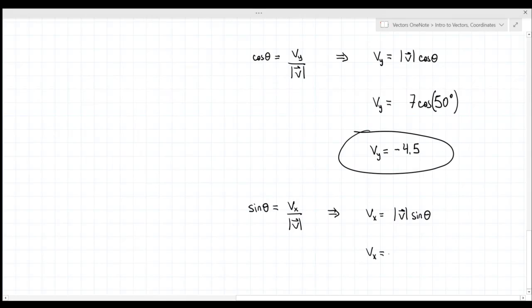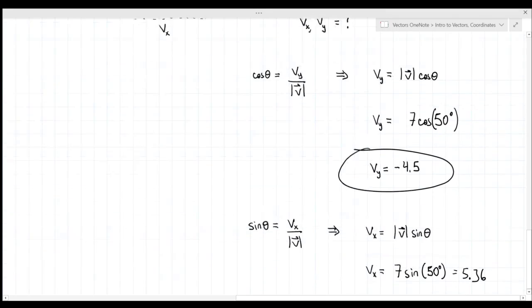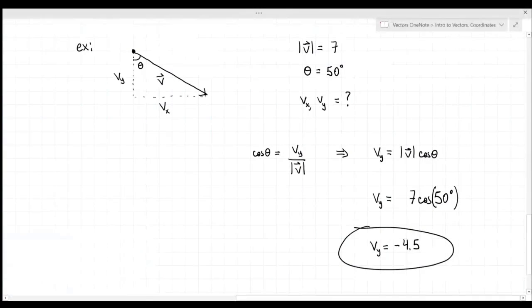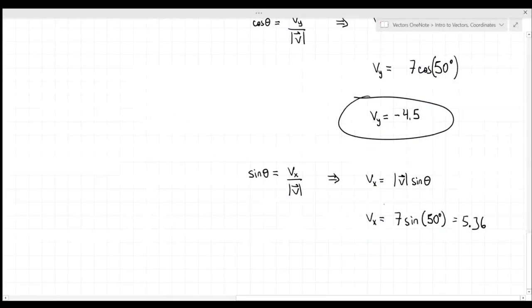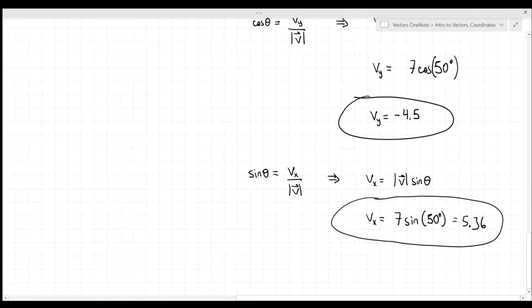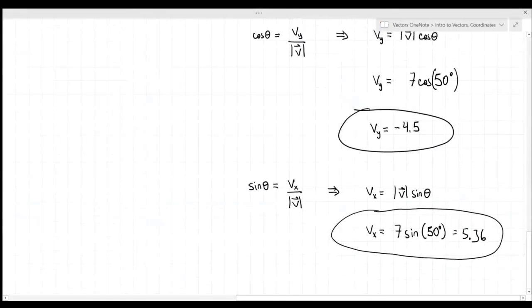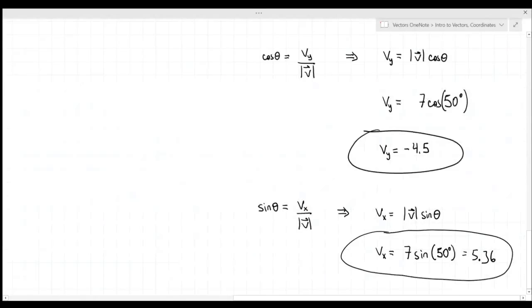So then plugging in the numbers in our problem, the magnitude was 7, and then the angle was 50 degrees. All right, and then 5.36, awesome. And in this picture, the x component, since it points towards the right, that means we should leave our answer as positive. So then that would be the answer for the x component. All right. So any questions about that?